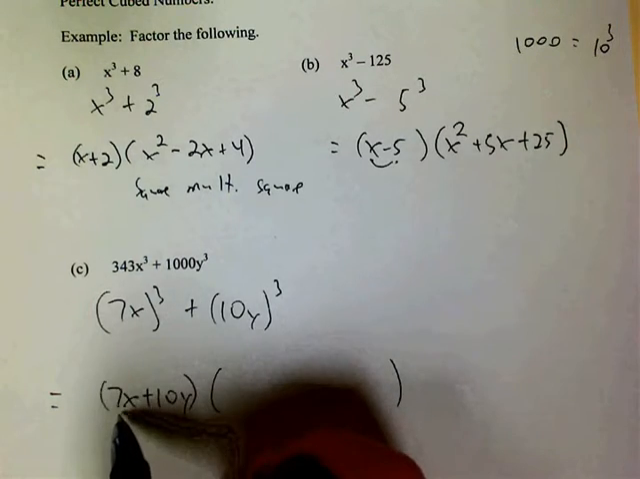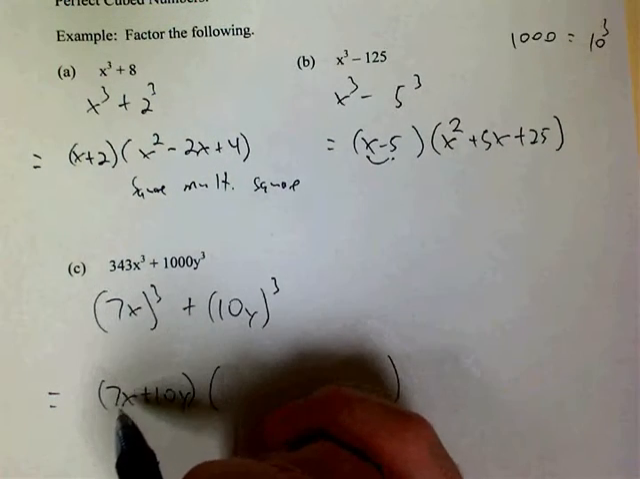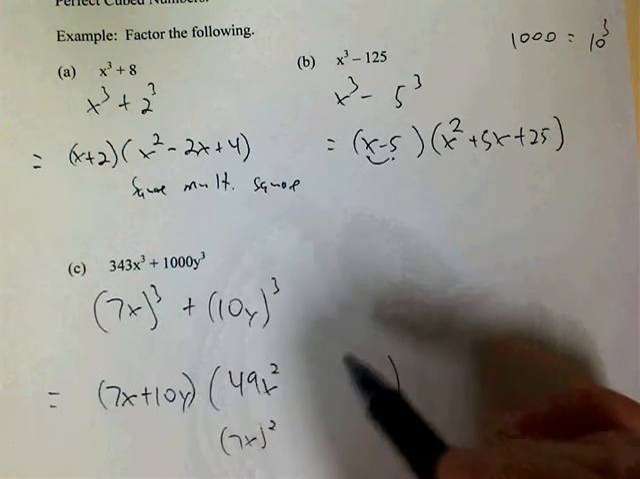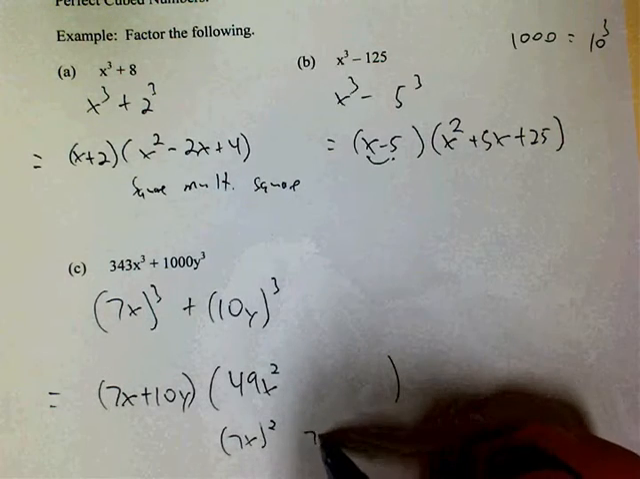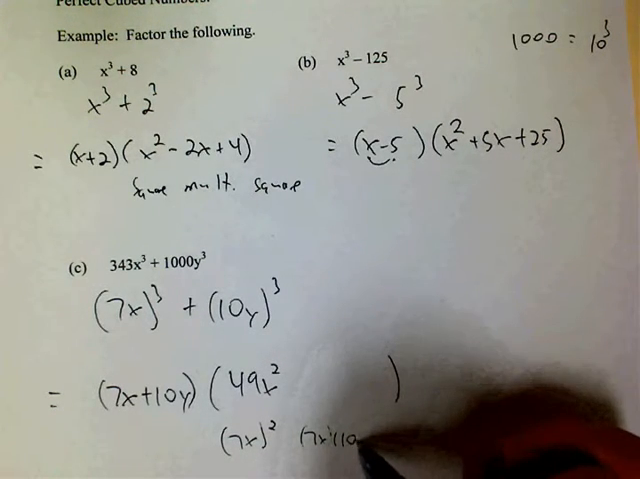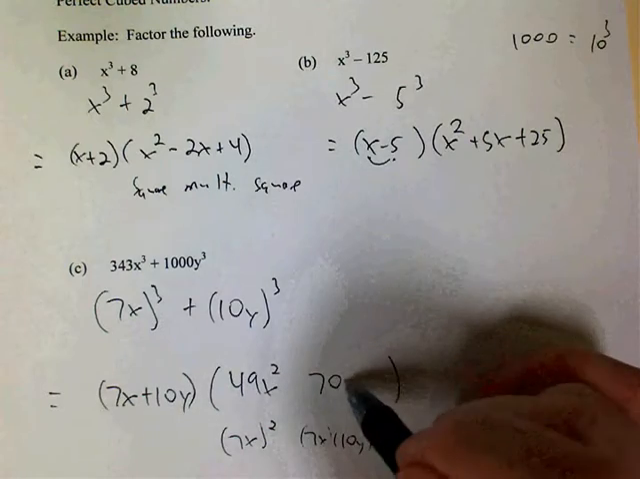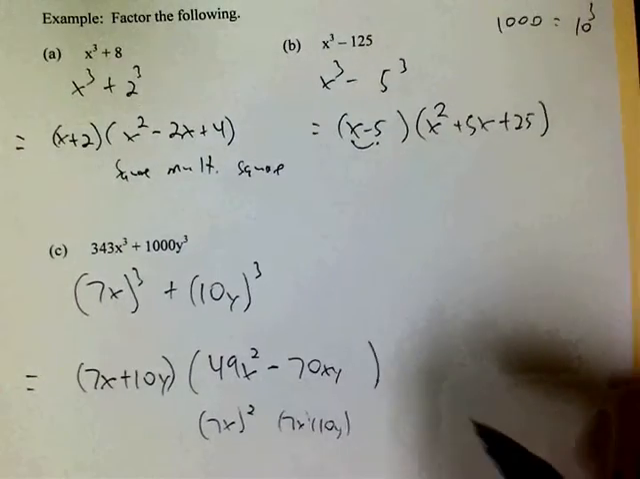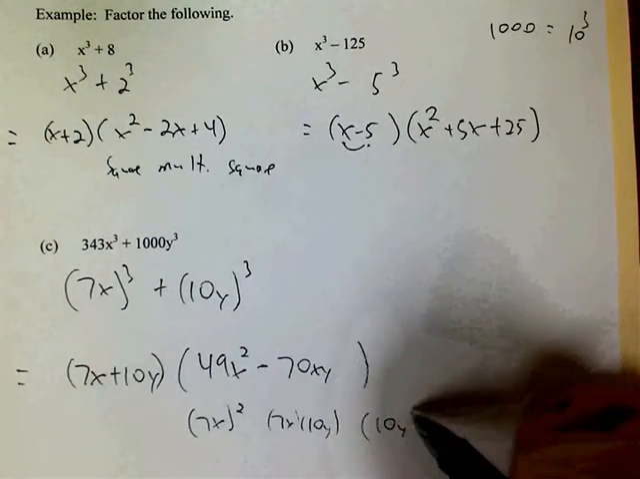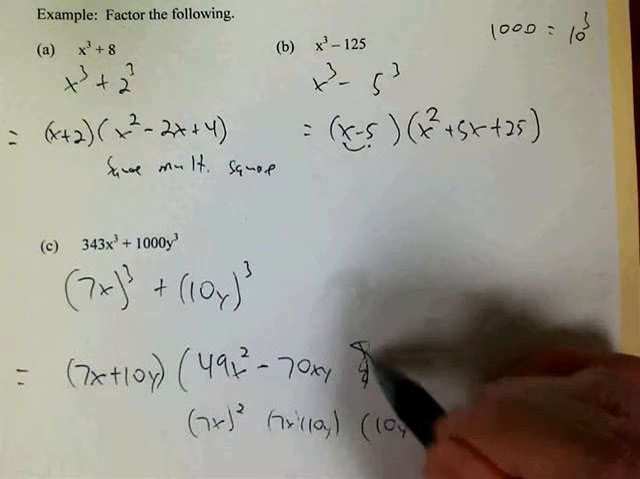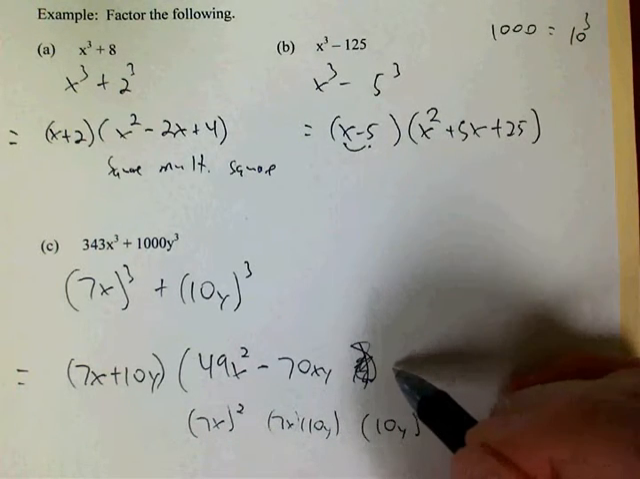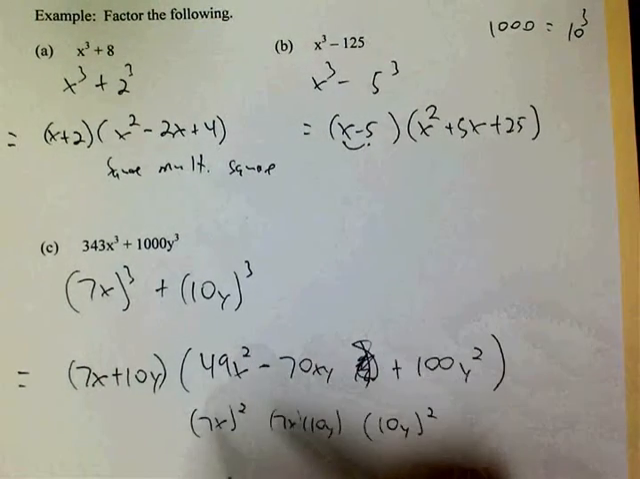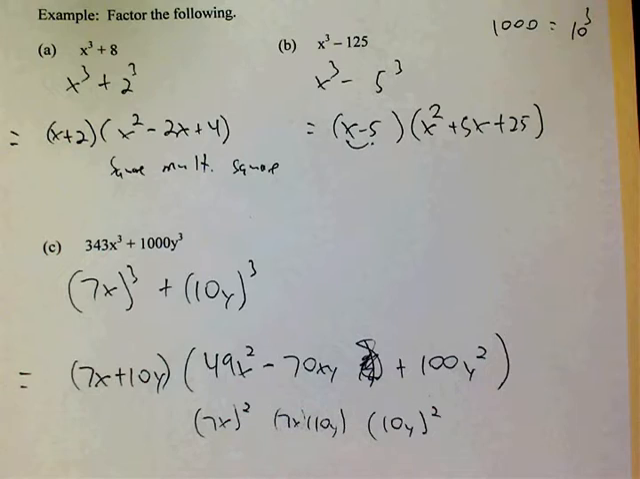Take the 7x and square it. Don't square just the x, square the 7x. And you get 49x squared. Now take the 7x times the 10y, and you're going to get 70xy. But it's a positive, we change the sign here, so it's a negative. And then we're going to take the 10y and square it, and we're going to get a positive 100y squared. Square, multiply, square.